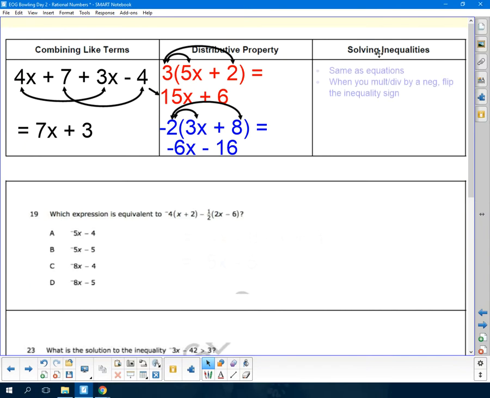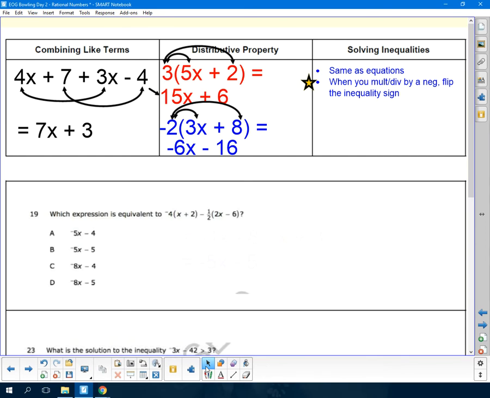Okay. When we solved inequalities, we said 2 things. We said it was the same as solving equations, keeping both sides balanced, doing the inverse operation to get the variable by itself. But we also said when you multiply or divide by a negative, you have to flip the inequality sign. That was probably the most important rule about inequalities that we talked about in Unit 4.